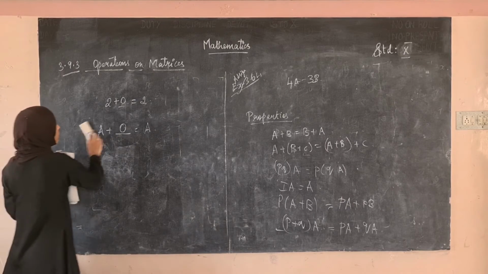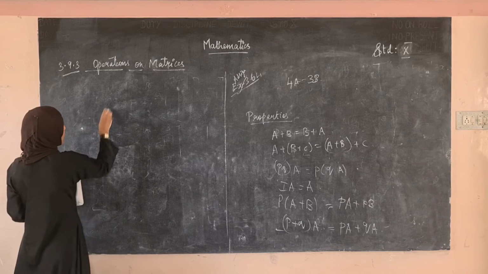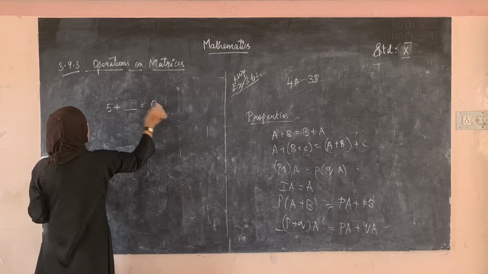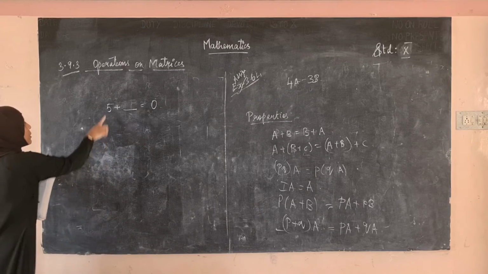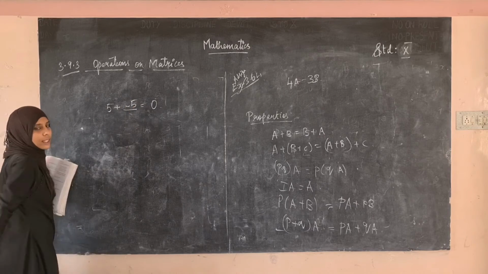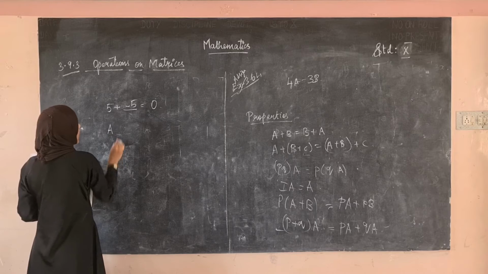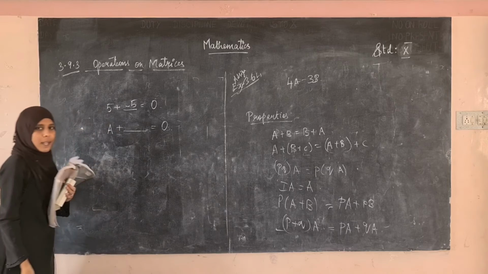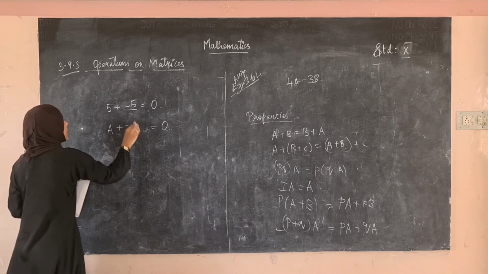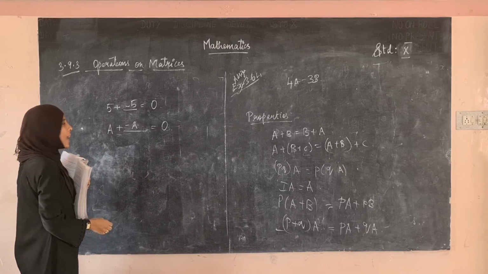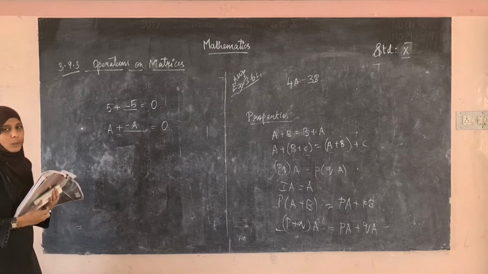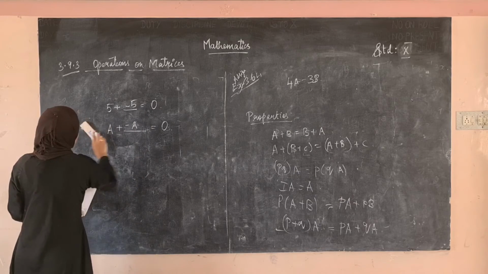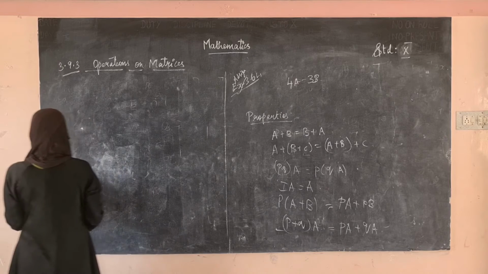Similarly, additive inverse. See, if I take an element 5, we should add some element with this to get 0. What should be added with 5 to get 0? Minus 5, right? Similarly, if you take a matrix A, it should be added with some matrix to get the 0 matrix. That is minus A. The negative of the same matrix should be added with A to get the 0 matrix. This is said to be the additive inverse of A.